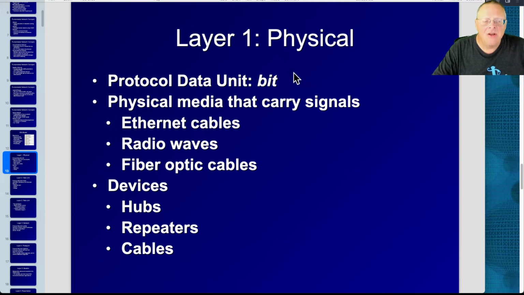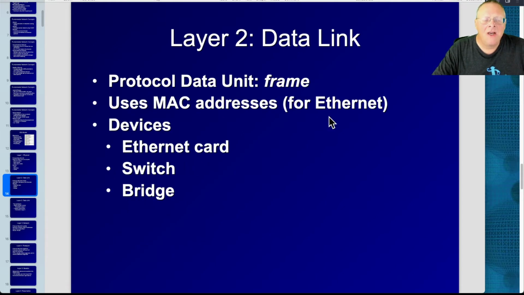The physical layer has the protocol data unit of a bit, and this is the Ethernet cables or the radio or the fiber optic medium that carry the bits, and things like hubs and repeaters and cables are at layer 1. Layer 2 uses MAC addresses for Ethernet, the most common layer 2 protocol, and it moves chunks of data called frames, which have an address in the front of them, followed by data. That address is used to route them to the correct device, although at this layer you don't call it routing, you call it switching. So switches, Ethernet cards, and bridges are at layer 2.